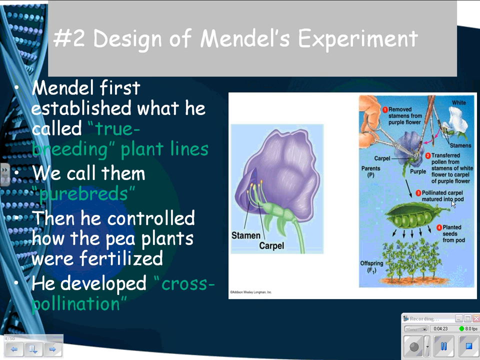Then he allowed the carpels to mature into pods. And then after that, he took the peas and he planted them to see what their offspring are. Now notice that they were all purple, even though he had crossed it with a white. Well, you might guess that the purple flower was dominant to the recessive white.